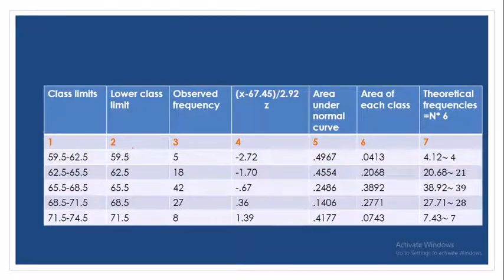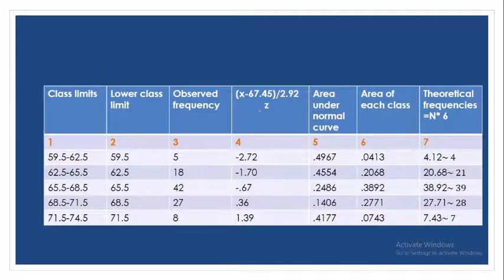In some questions you will get exclusive classes. I hope you know what exclusive and inclusive classes are. If you get an exclusive class, then it is okay, but since it is an inclusive class, you have to change it like this. Then the second column is the lower limit of the corresponding class interval. So in the second column the lower limit in the first row is 59.5, in the second you get 62.5, and so on. Then you just write down the observed frequencies that you know.